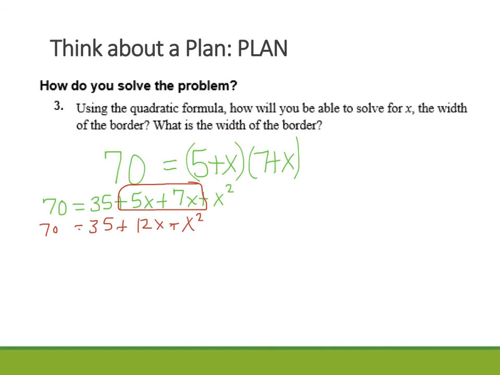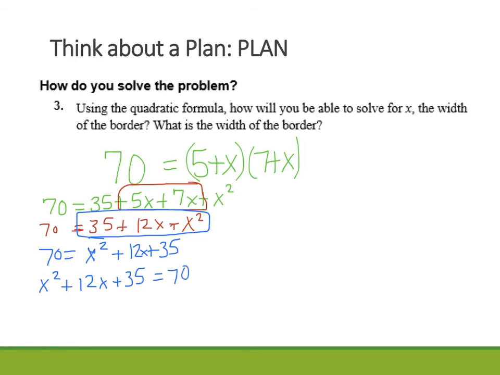Okay. Now remember, I want to put it in standard form, so that means I need 0 on one side. So let's go ahead and write those terms in standard form: x squared plus 12x plus 35 is equal to 70. Now, if I subtract 70 from both sides, that would put it in standard form. So I have to rearrange things to get it into standard form, like so.